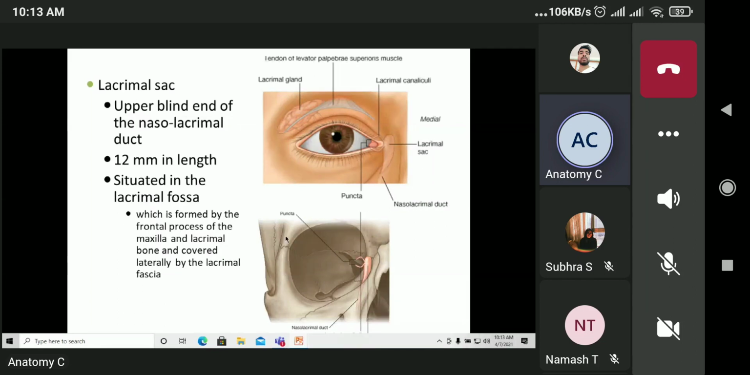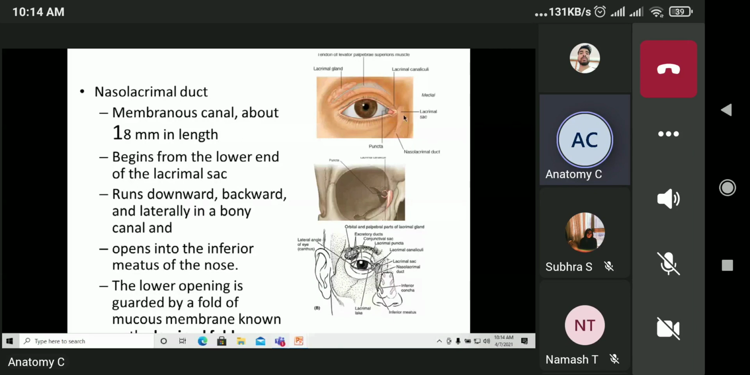It is formed by the frontal process of the maxilla and the lacrimal bone, covered laterally by the lacrimal fascia. In the orbit, you study this. In the boundary of the orbit, you have studied this. So this is the lacrimal fossa.